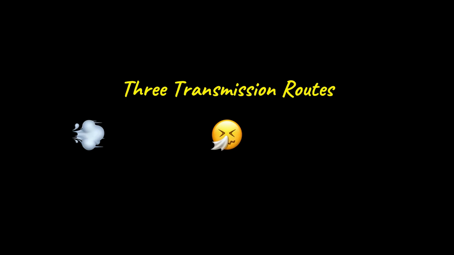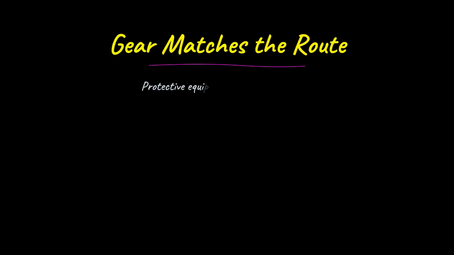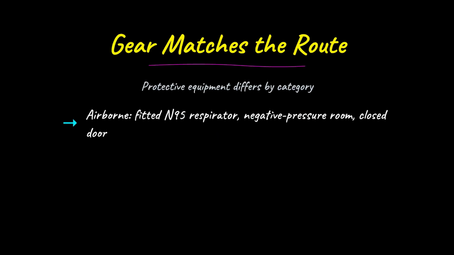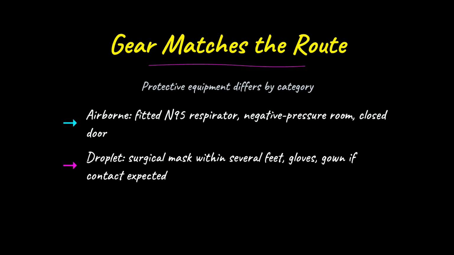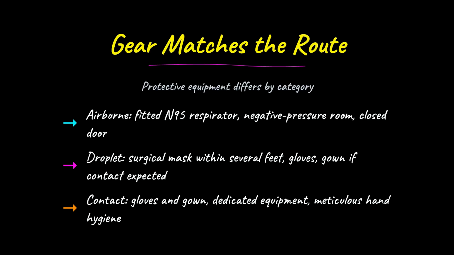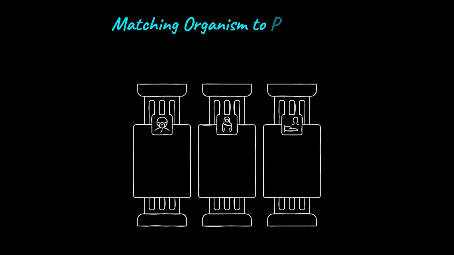Droplet organisms travel on larger particles that fall within a few feet, and contact organisms spread through direct or indirect touch. Airborne precautions require a fitted N95 respirator, a private negative pressure room, and a closed door. Droplet precautions require a surgical mask within several feet, along with gloves and a gown if contact is likely. Contact precautions require gloves, gown, dedicated equipment, and careful hand hygiene.